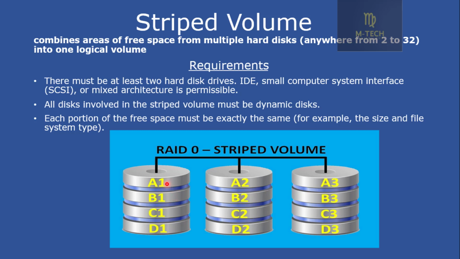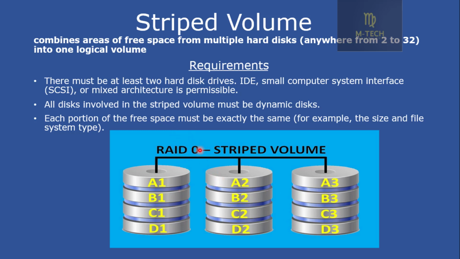So let's say that the first hard disk here is 500 megabytes. You have to take 500 megabytes from the second, 500 megabytes from the third. So the sizes, the free spaces that are going to be taken from each of the hard drives must be the same or equal. That is the rule, the requirement, or the property of a strip volume.